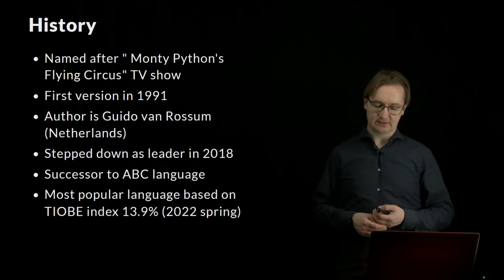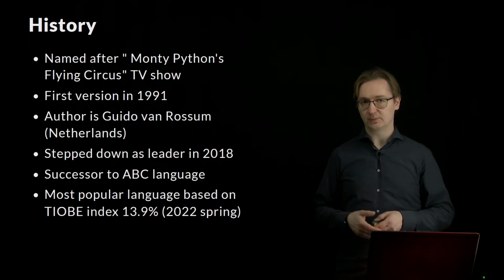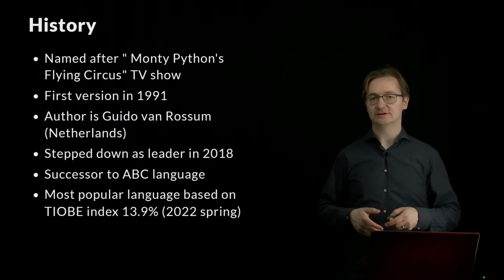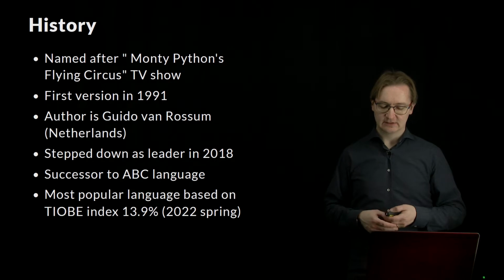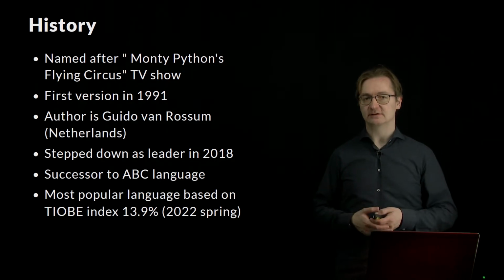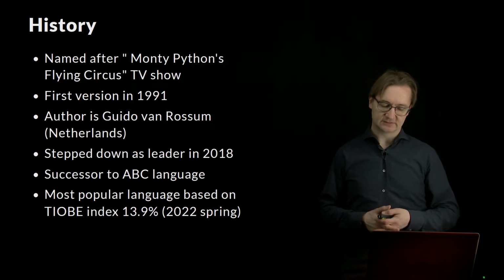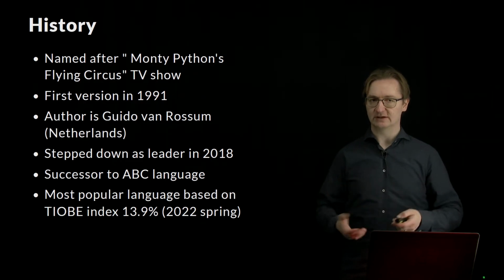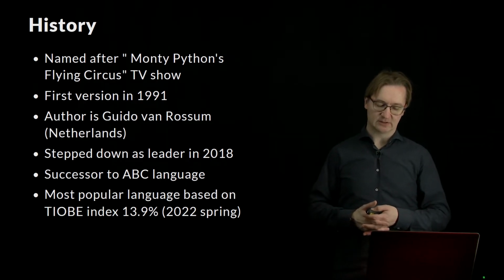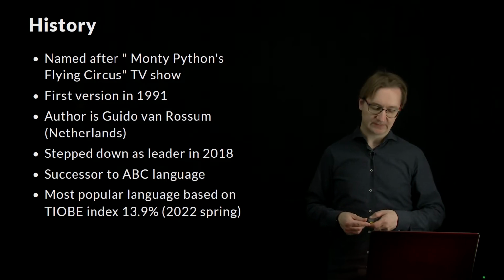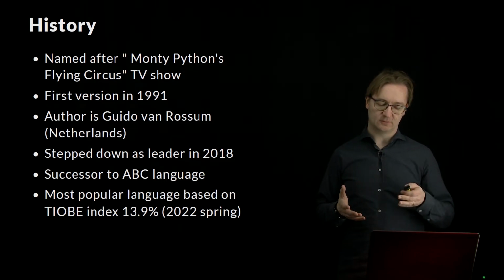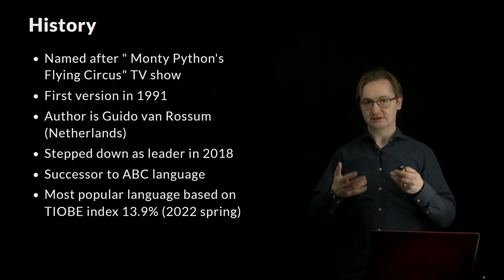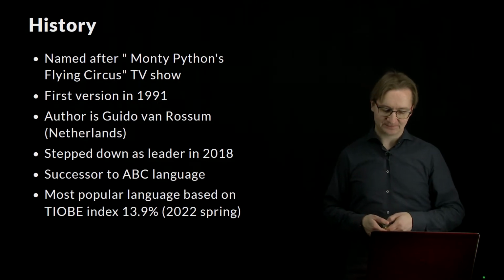Based on the TIOBE index, it is the most popular programming language in spring 2022. This index says that about 14% of the usage or popularity is for that language. The second one is the C language. Python was in third place one year before that, so the popularity has increased.